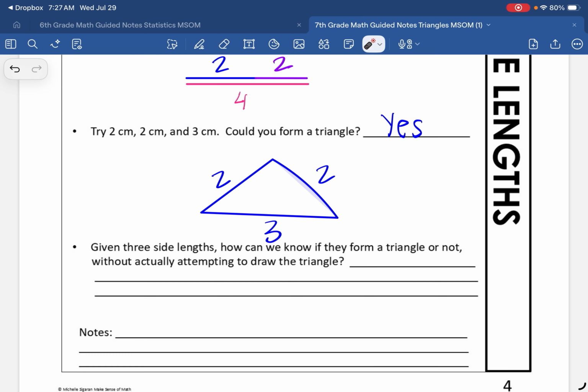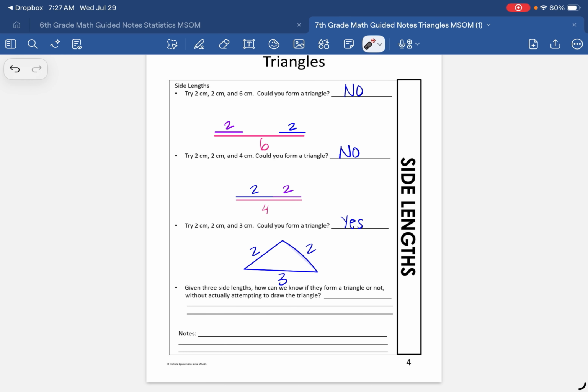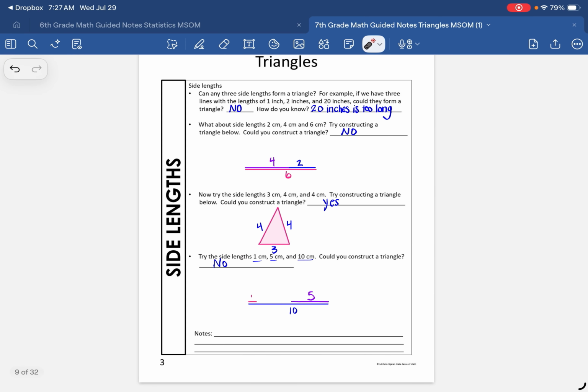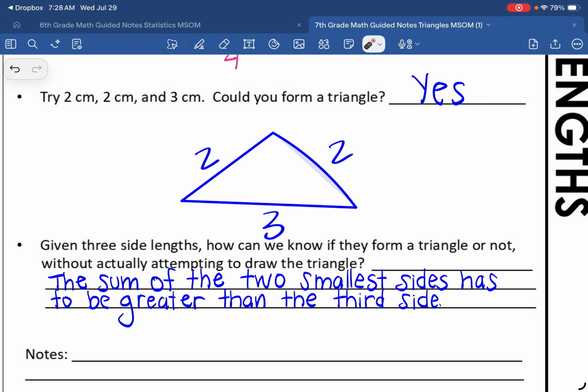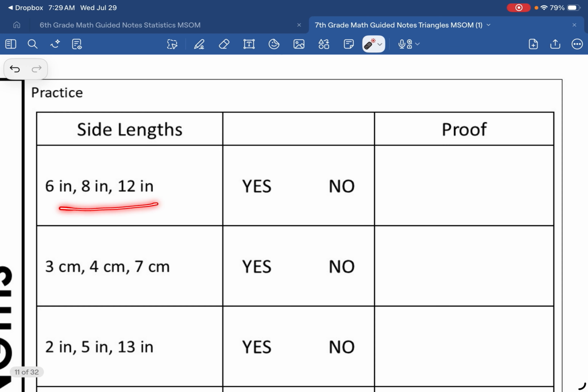Given 3 side lengths, how can we know if they form a triangle or not without actually attempting to draw the triangle? So I want you to look at everything that you know, what forms a triangle and what does not form a triangle, and I want you to come up with how I can know, given the side lengths, if it's going to form a triangle or not. The sum of the 2 smallest sides has to be greater than the third side or it will not form a triangle. So practice. Would these side lengths form a triangle?